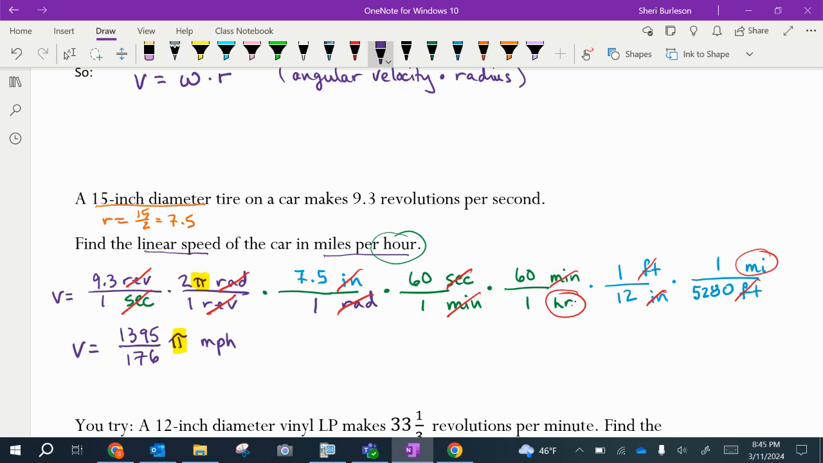So now, practically, I have no idea how fast that is. If a police officer was to pull me over and say, "Pardon me, Mrs. Burleson, do you know how fast you were going?" And I was to say, "Well, of course, officer, I do. I was going 1,395 over 176 times pi miles per hour." The officer would just laugh at me like, "We don't know how fast you were going. That is exact, but we don't have any kind of a practical."